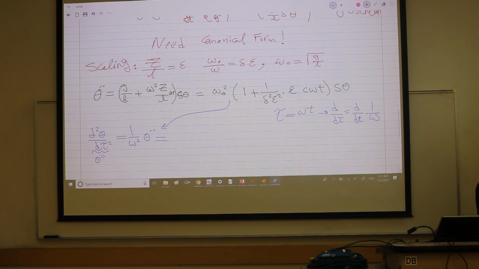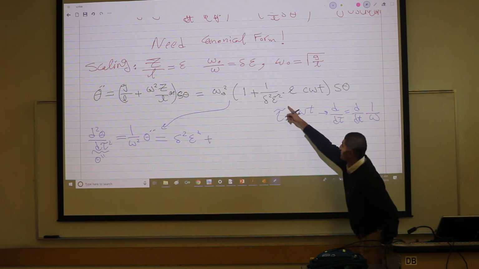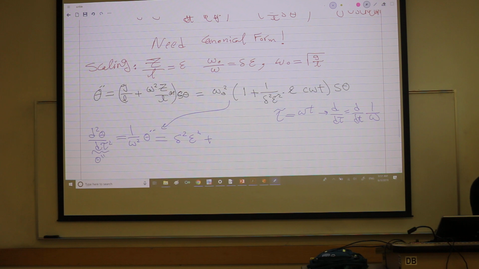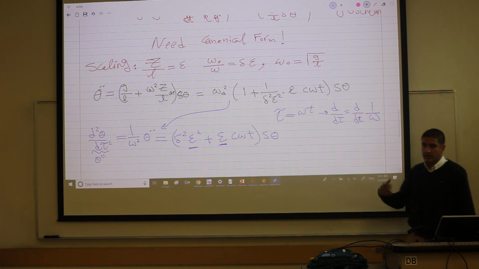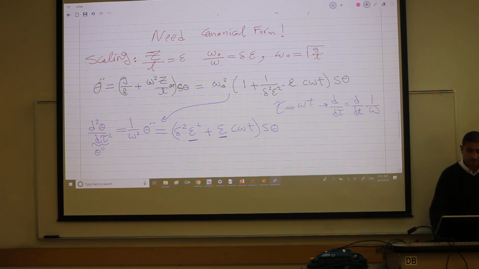This is delta squared epsilon squared plus delta squared epsilon squared. Multiplying here, I will have epsilon cosine omega t sine theta. So now we have epsilon here, epsilon there. Epsilon is in front of everything. That's great for the equation of motion.